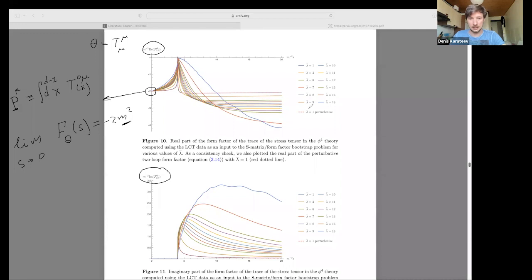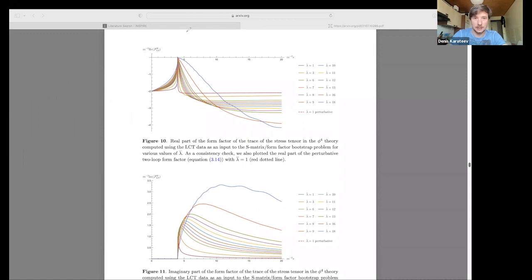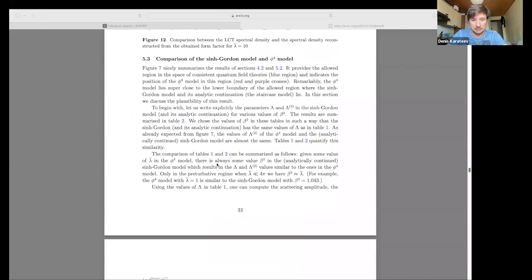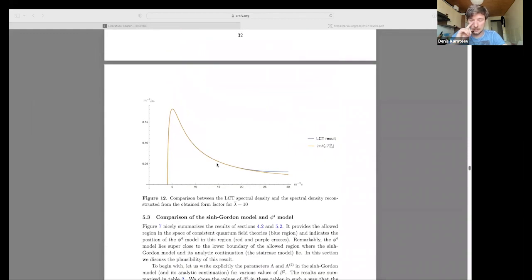These are examples of the form factors and the spectral density. The spectral density is in another paper, but for instance, this is the spectral density for one particular value of lambda 10, so a very non-perturbative regime. So that's the 16, that's where I trust my results. Yeah, so that's what the spectral density looks like.